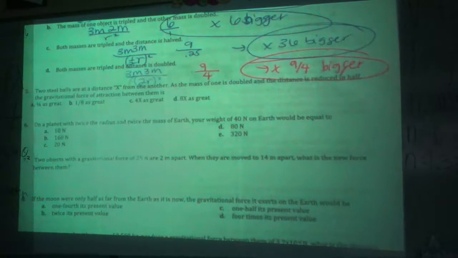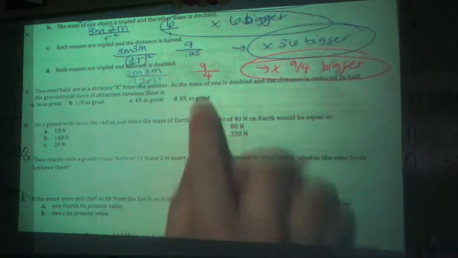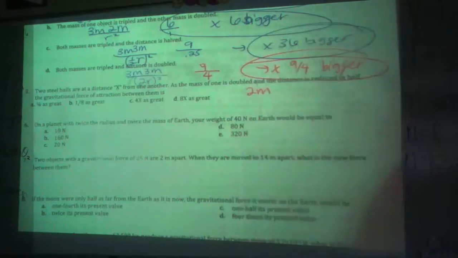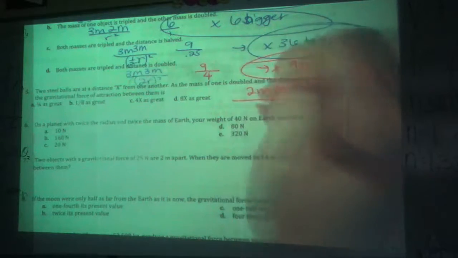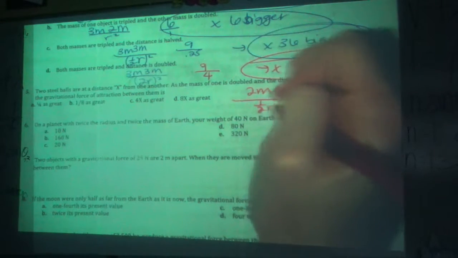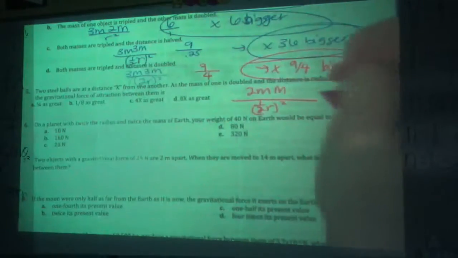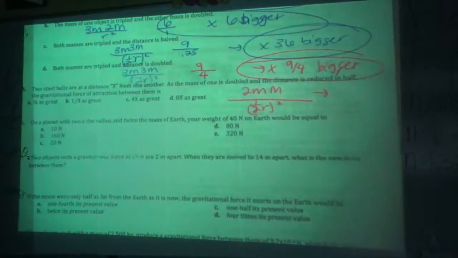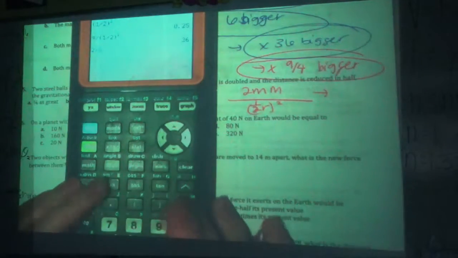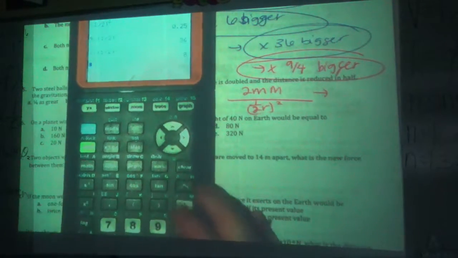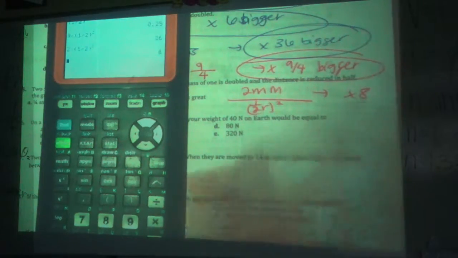2 steel balls are a distance r from each other, as the mass of one is doubled, and the distance is reduced in half. And then the gravitational force between them is, so again, try to find the factor that it's changing by. So that's 2 over, I just put it all at once, 2 divided by 1/2 squared, and that's going to give me times 8. So 8 times is great.